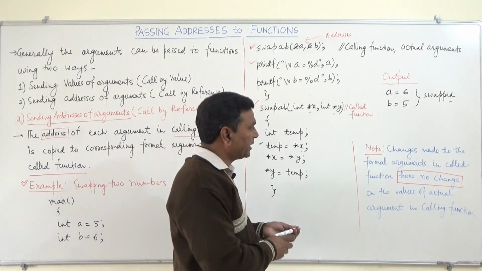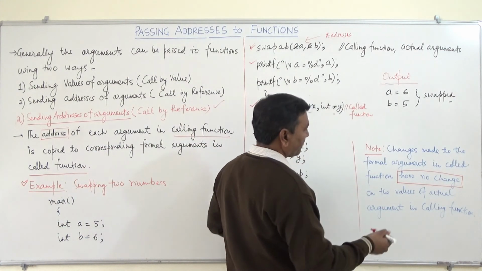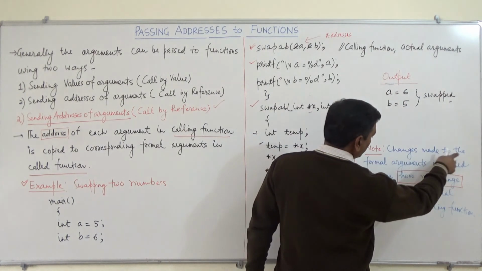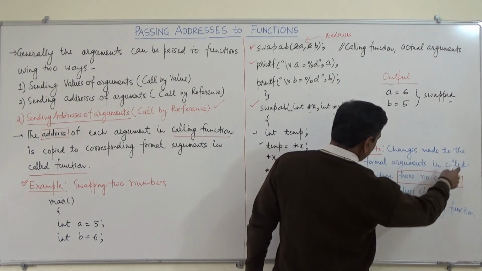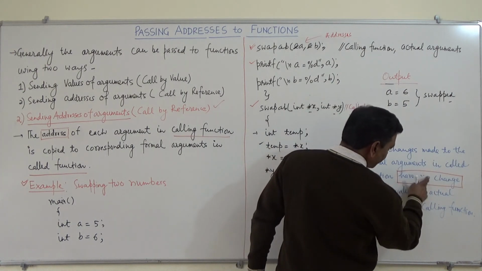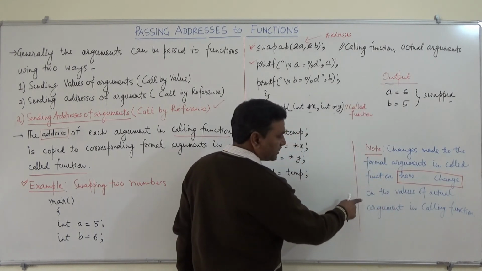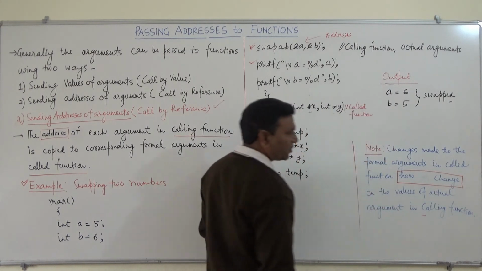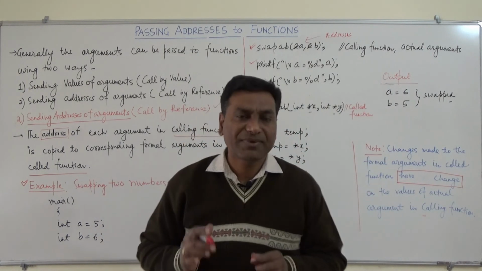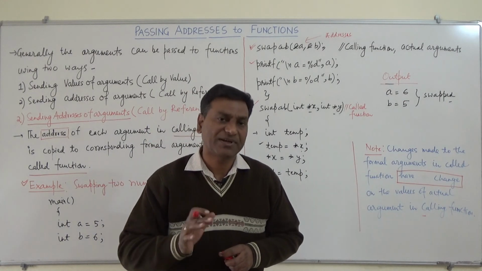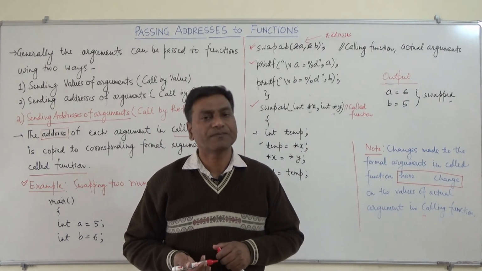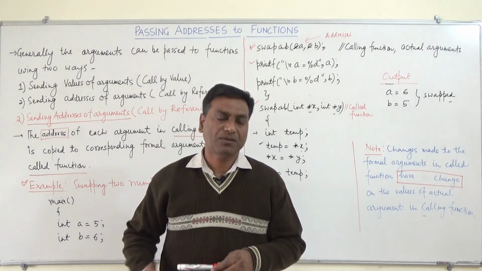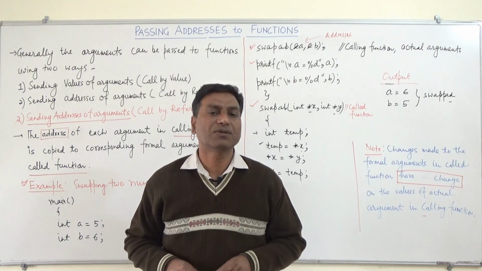So it is to be noted here, in case of call by reference, changes made to the formal arguments in called function have changed the values of actual arguments in calling function. So this is the important point, or this is the main benefit of using call by reference, that we can also make changes in the actual argument. So this is all about passing addresses to the function.